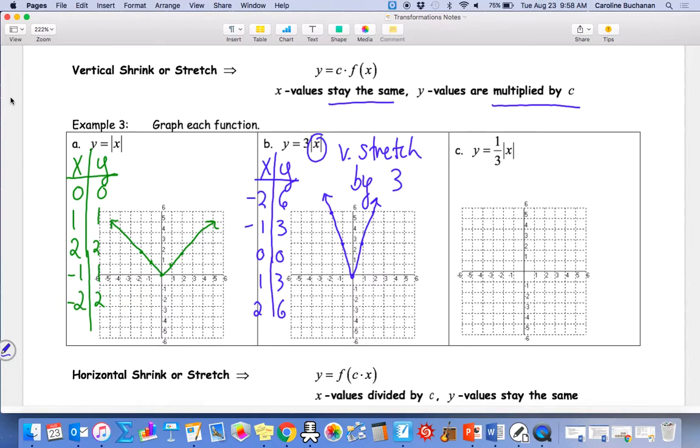In part C, we could again do a table if we'd like, but using the same pattern, basically whatever number you have out front is what the y values get multiplied by. So if the y values now get multiplied by a third, they're getting smaller. So we would say we have a vertical compression by a third. And a table will confirm this.